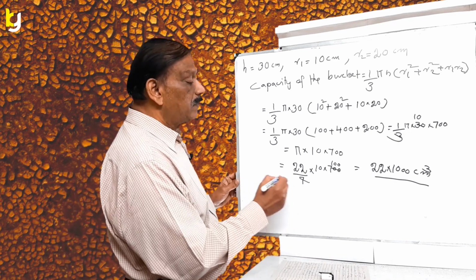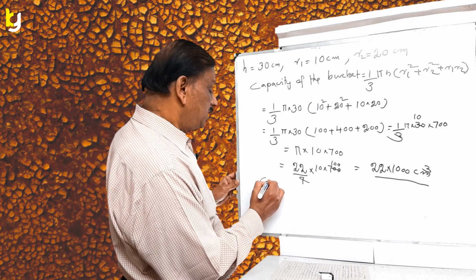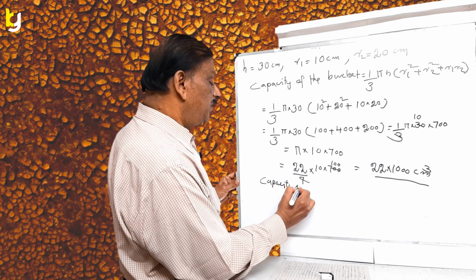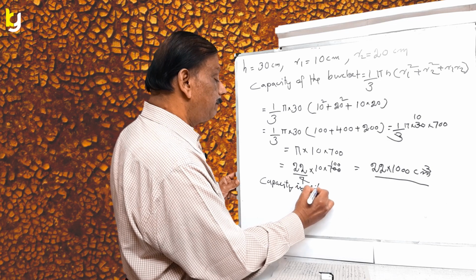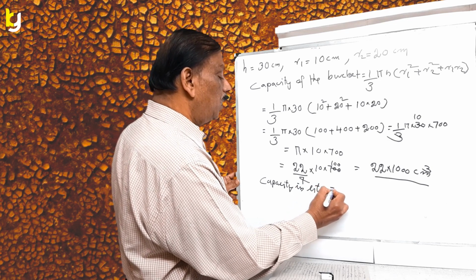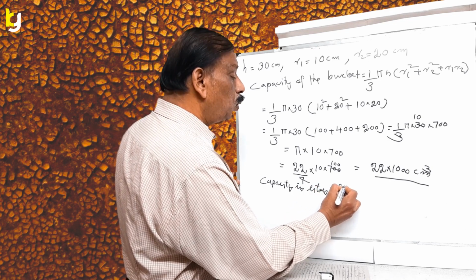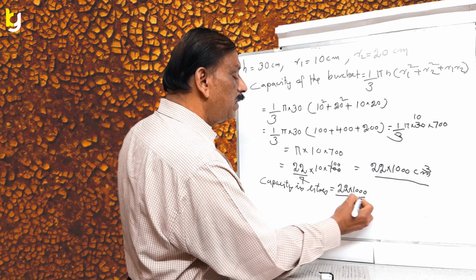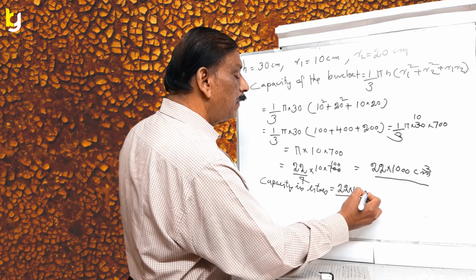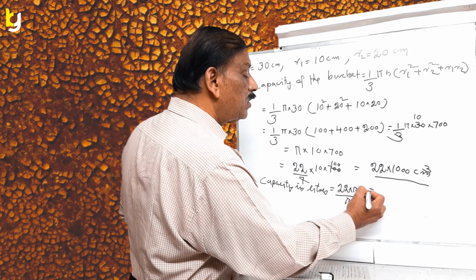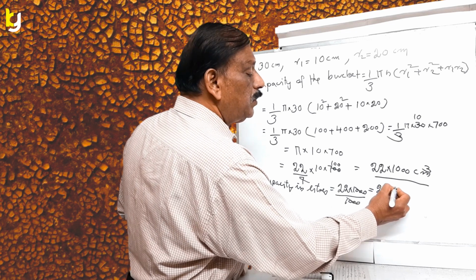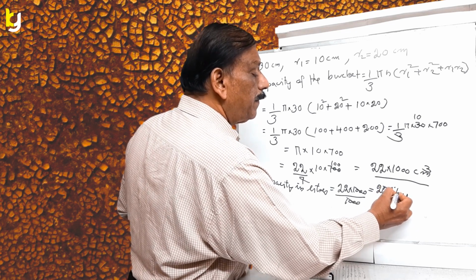Therefore, capacity in liters equal 22 into 1000 divided by 1000. 1000 cancel. So, this is equal to 22 liters.